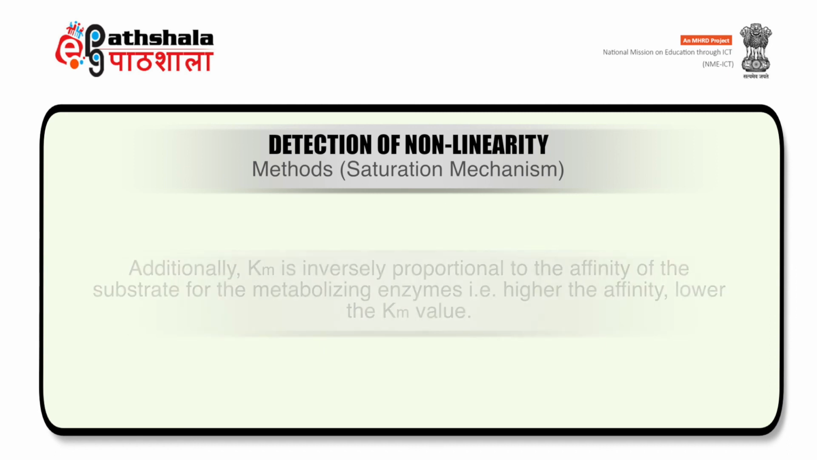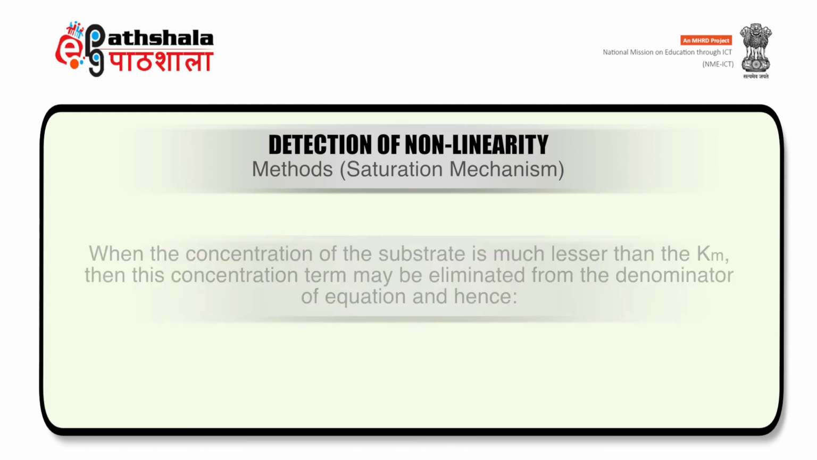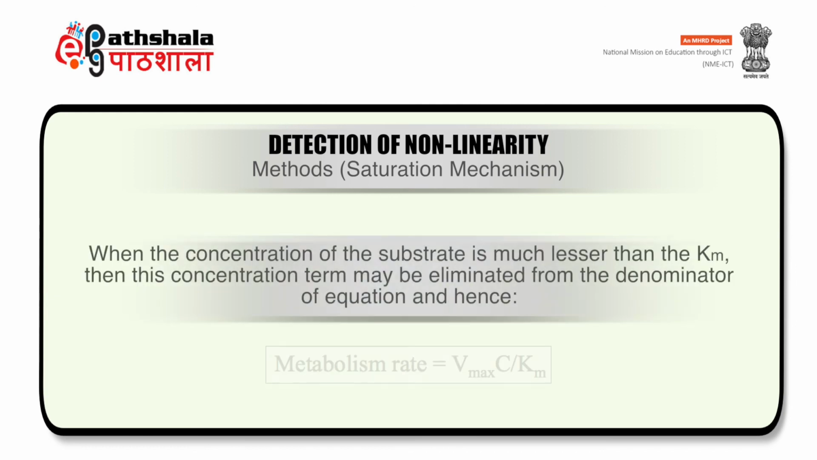that is, the higher the affinity, the lower the Km value. The relationship between the rate of metabolism and concentration is already given by the equation, that is, metabolism rate equal to Vmax C over Km plus C. When the concentration of the substrate is much lesser than the Km, then this concentration term may be eliminated from the denominator of the equation, which gives metabolism rate equal to Vmax C over Km.